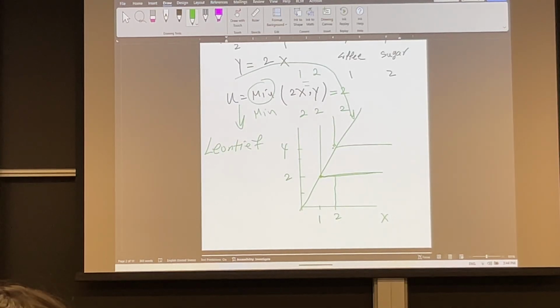Okay. The perfect complement is actually very easy to work with. It's just that the mathematical characterization is different, but not very hard to work with at all. We'll do it later.